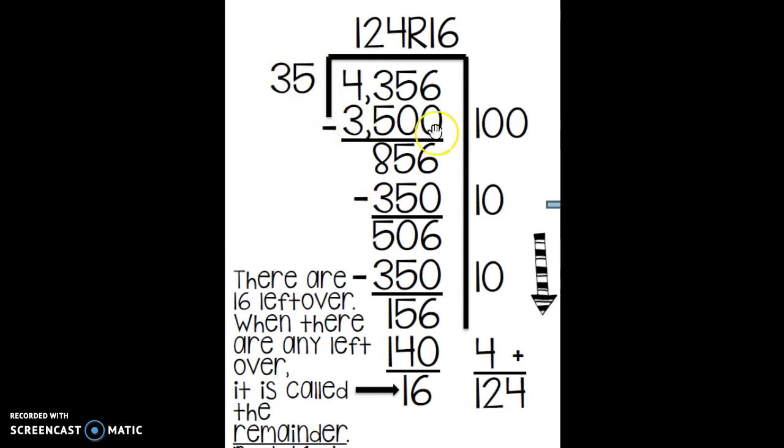So to get your final answer, you add up all of these numbers that you multiplied by. So if we add 100 plus 10 plus 10 plus 4, we get 124. So that's the quotient. And then if there's 0, then there's no remainder. If there is a remainder here that's less than your divisor, then that ends up being your remainder.